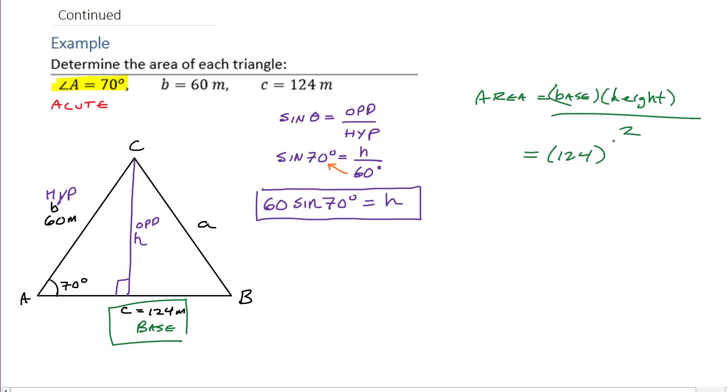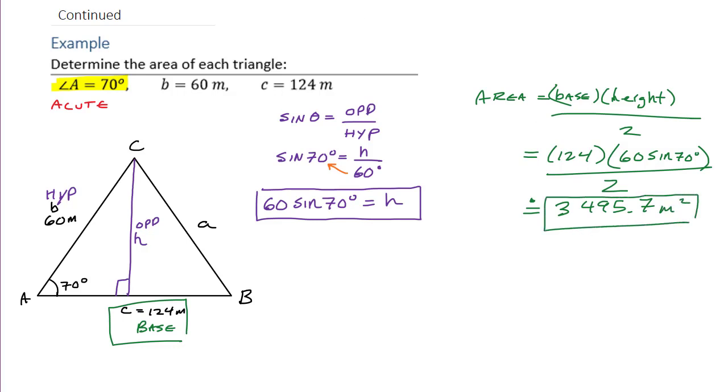So sometimes you just have to take a second, flip it around and try it. I know I'm not getting the right answer the first time, right? But even when I do something brand new like this, I have to take a second and rotate my page, see where things go. All right, so the base is 124. The height, we just came up with that formula, 60 times sine of 70. And then divide that by 2. So punch that all in your calculator. I'm going to save us some time. I got 3,495.7 approximately meters squared. There is the area of my triangle.